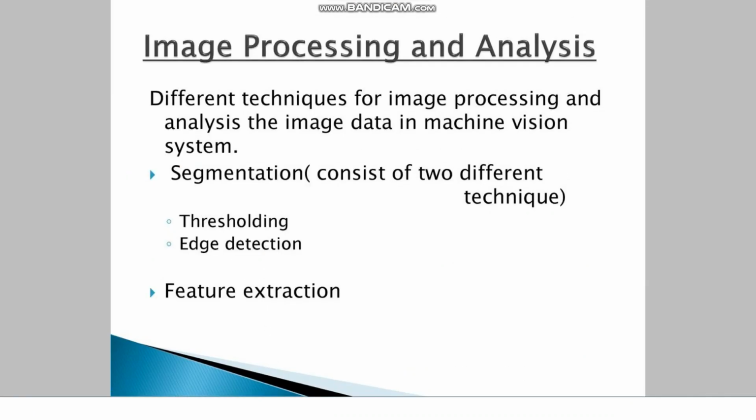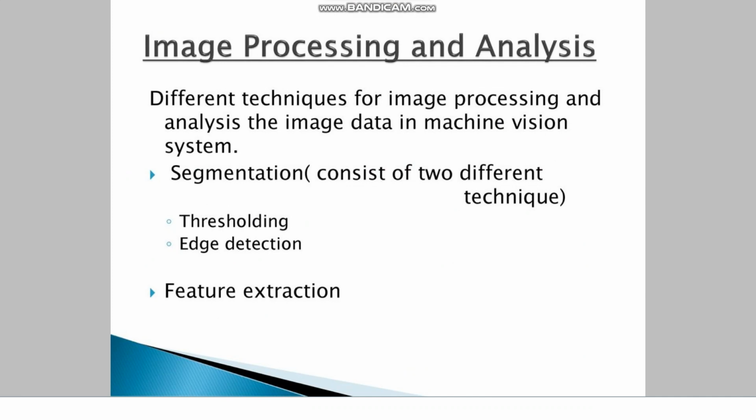Image processing and analysis. Previously we got the images through image capturing and digitizing, that is, sensing and digitizing. We take that as input, and then we do processing and analysis. These are different techniques of image processing and analysis of the image data in the machine vision system. Our subject is a robot that has a machine vision system, and it will be used for several applications. The best example is inspection work in industry.